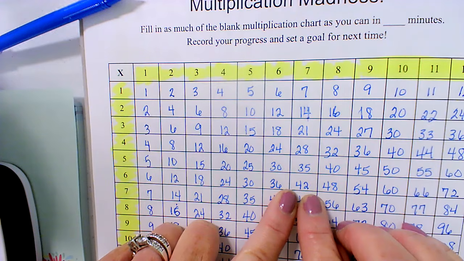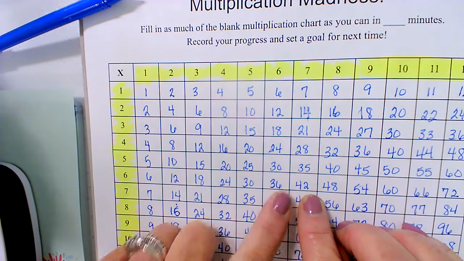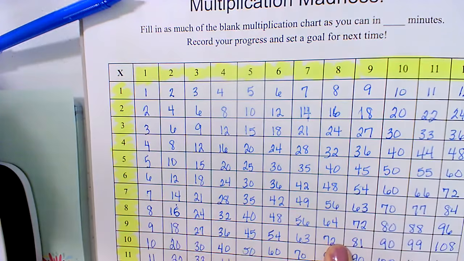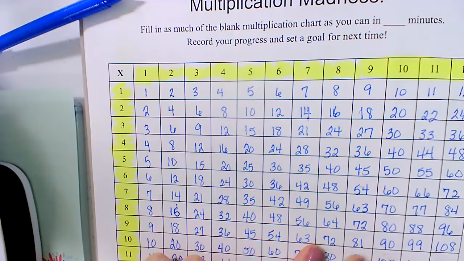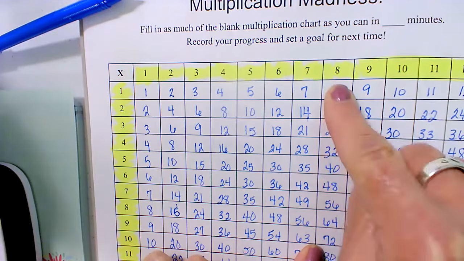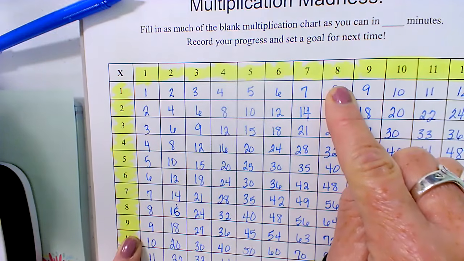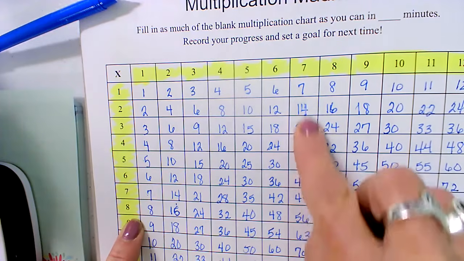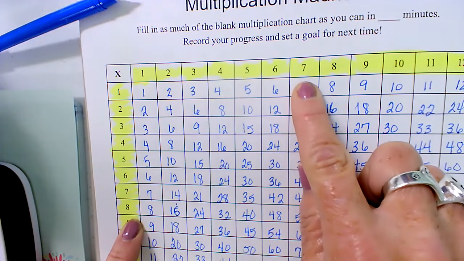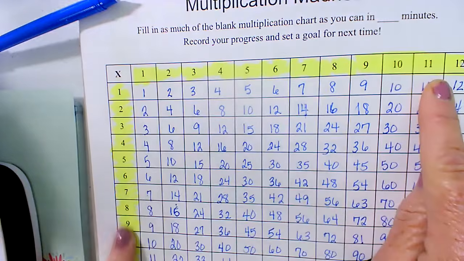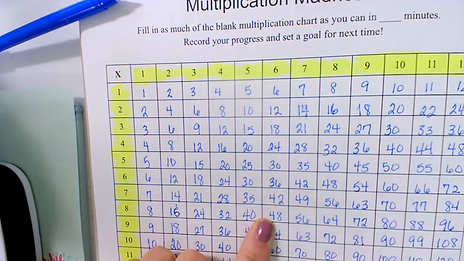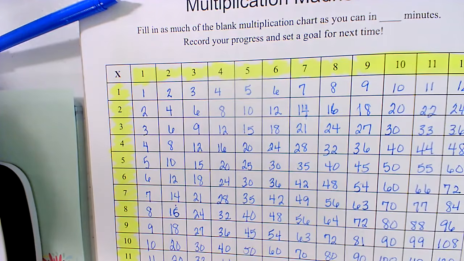42 is where my fingers meet when they come down and across, and that is my product. If I'm dividing and I know what one of my factors is, and I know what my product is, let's say 72 divided by 8. So 72 divided by 8 is going to bring me to 9. 56 divided by 8 is going to bring me to 7. It works either way, whether you start at the top or you start at the side, as long as your fingers meet at the product. Hope this helps everyone get more efficient, and we will be practicing at least once a week in class.